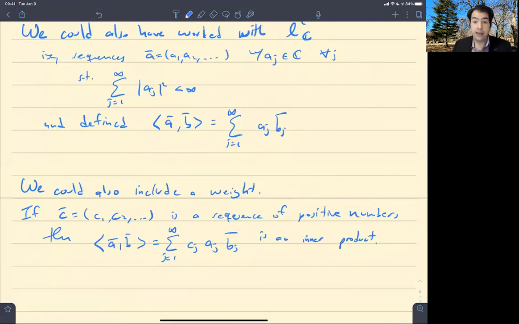Okay, and my point again is that we've proven these two inequalities, Cauchy-Schwarz and triangle, on arbitrary inner product spaces. And it turns out that there are tons of different inner product spaces, and we've proven these inequalities in each of them, which did it all in one go.